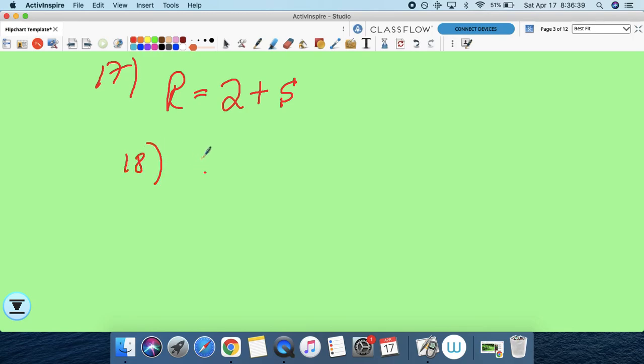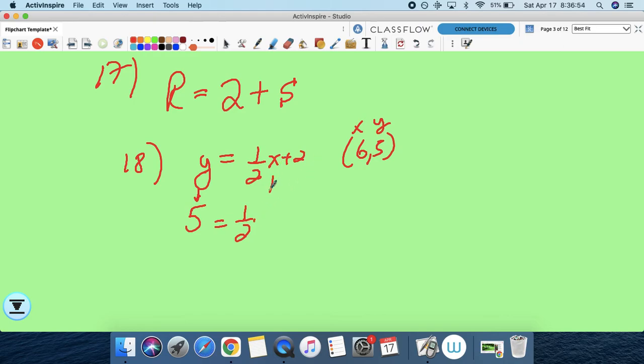18. y equals half of x plus 2. And we can use the ordered pair 6 and 5. Let's see if that works. So y, sorry, y is 5 here, right? I'm going to change it to 5. Half times x, which is 6, plus 2. If you do half times 6, you get 3, and then plus 2, and you can see that this one works out nicely.